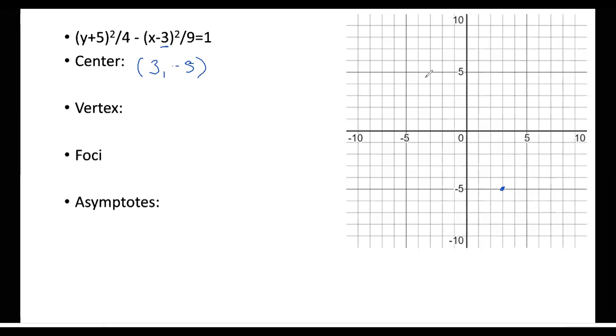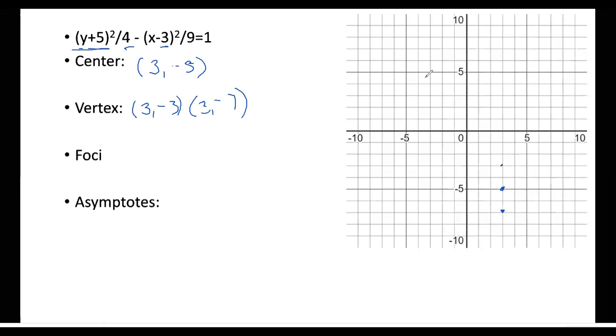Now my vertices, because we have positive y, we're going to move in our vertical direction the square root of 4. So we're going to move up 2 and down 2 from my center. So this is going to be negative 5 plus 2, negative 5 minus 2. So this becomes (3, negative 3) as our first point, and (3, negative 7) as our second point.